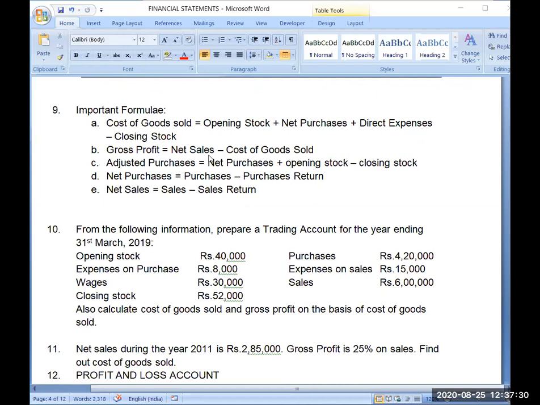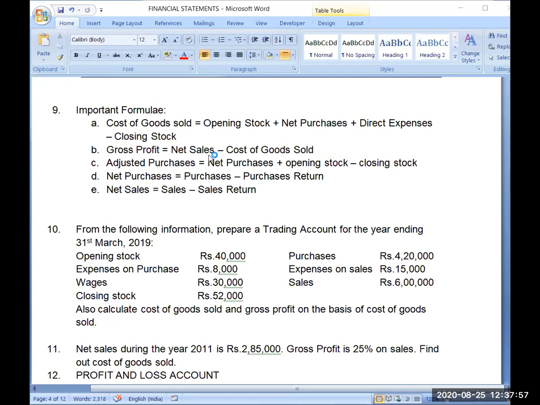And from this income, I will deduct my cost. Cost is cost of goods sold. All the expenses incurred during purchases, transportation, wages, and so many other direct expenses, all have to be deducted from the income, and that's how I will get the gross profit. Yes, this is also clear.